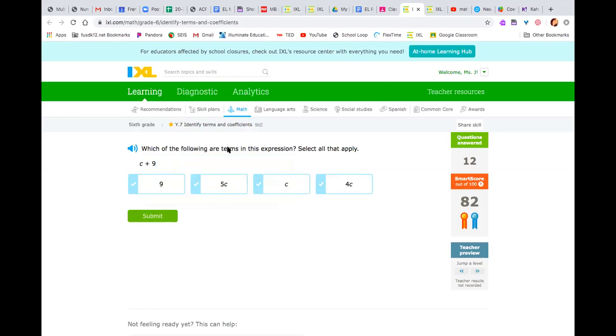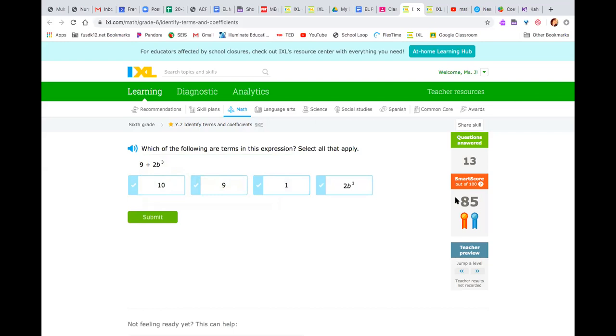Which of the following items are in this expression? Select all that apply. 9. Oh, I said items, terms. 9, okay. 3. No. Yes. Oh, no, yes. Yeah. 3. Yes to 4C? No? Okay. No.